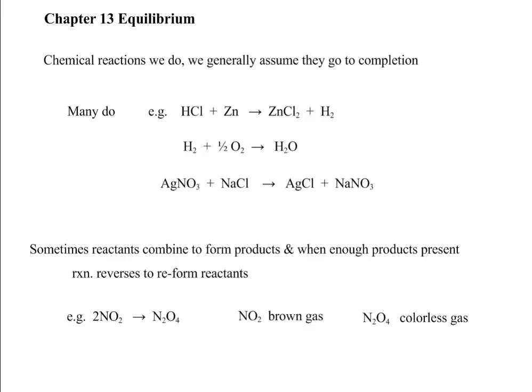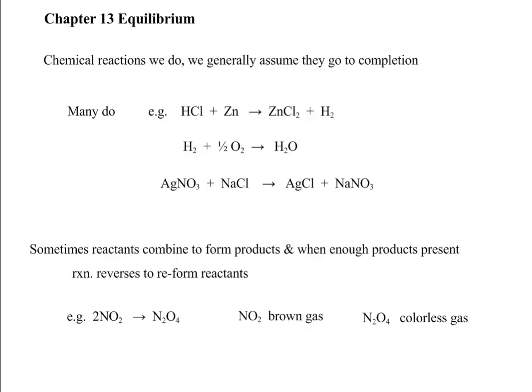Chapter 13, we're looking at equilibrium. For most of the chemical reactions we've done, we have run them such that the reactants get completely used up and form products, or so we assume. Examples of that would be when we react zinc with hydrochloric acid, we get hydrogen gas generated along with zinc chloride. Hydrogen and oxygen combine to form water, or silver nitrate precipitates to form silver chloride and sodium nitrate. So those are reactions that go almost to completion or to completion.